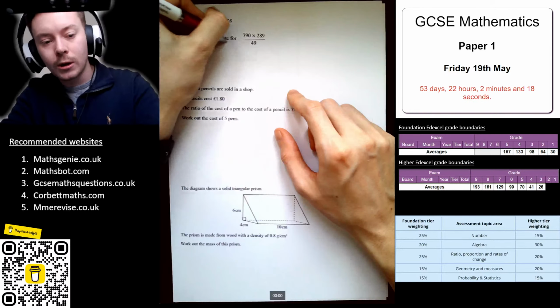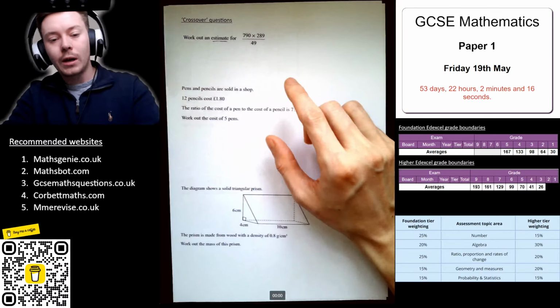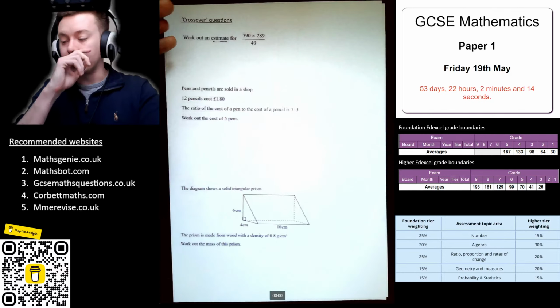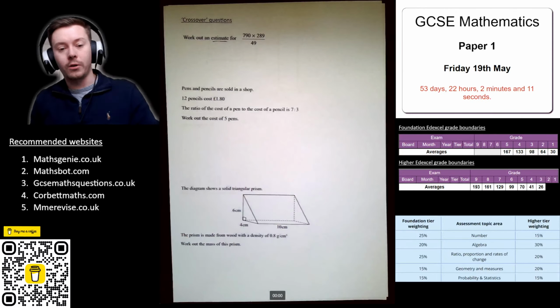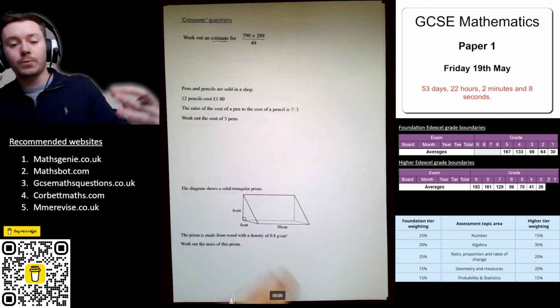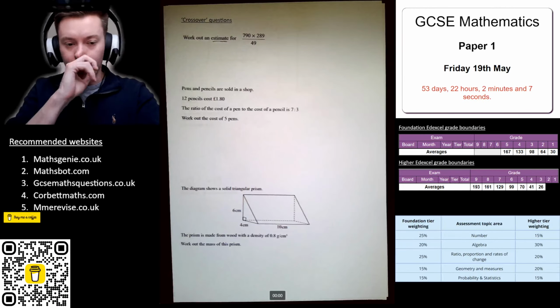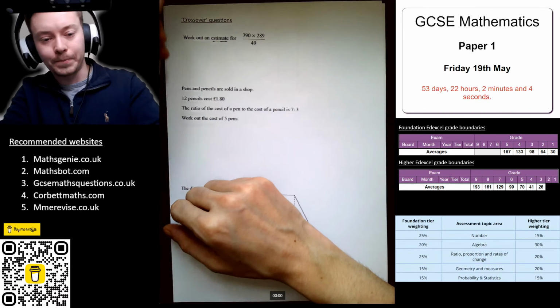Estimate. That's the key word here. So that means we have to basically approximate each of these numbers. And I can't remember whether these questions are from the calculator or non-calculator paper. So if it's possible without a calculator, I will. If not, I'll do it with the calculator.